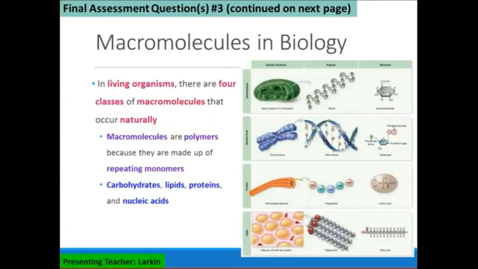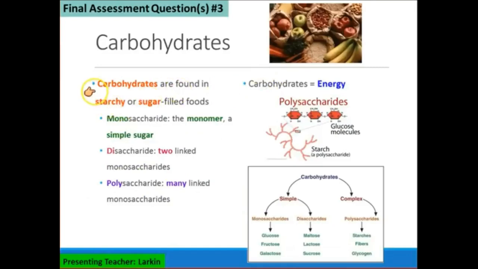Okay, so macromolecules, we're talking about in living organisms some organic molecules. There are 4 classes of them called macromolecules, and again, these are organic molecules that occur naturally. Now, macromolecules are what we call polymers, because remember, they're made up of repeating units called monomers. So anytime you have a molecule that repeats over and over and over again, that creates what's called a polymer. And so the 4 classes are carbohydrates, lipids, proteins, and nucleic acids.